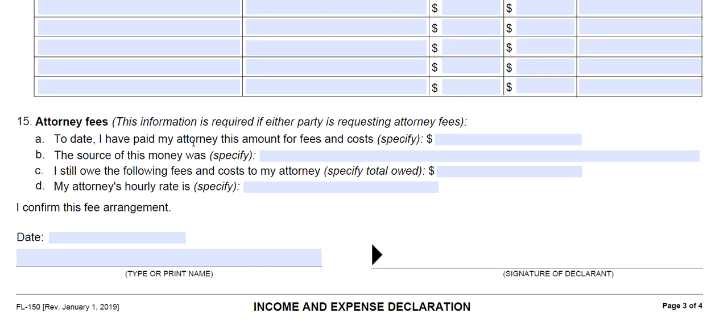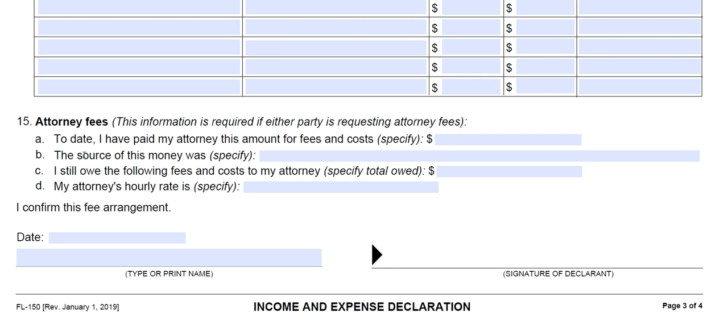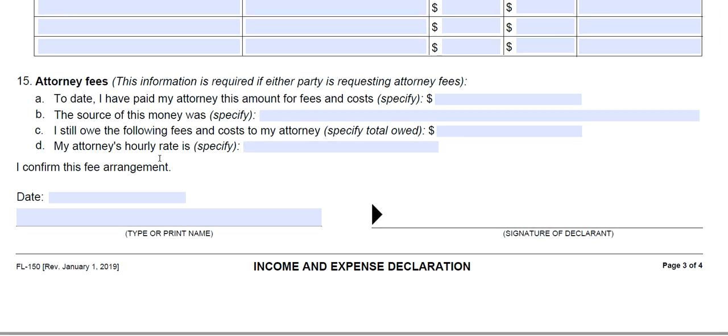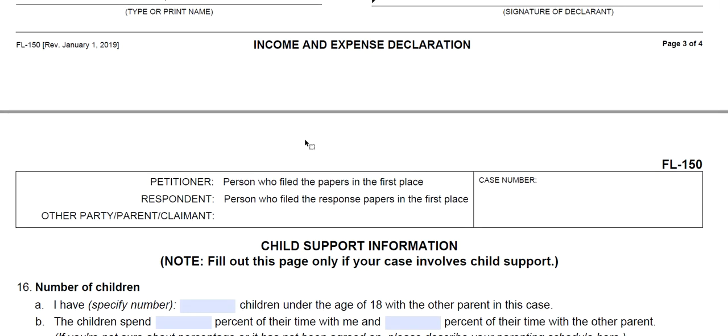Attorney fees, if you have an attorney, this is where you would put in the information about how much you have paid, and where the source is, meaning what account did the money for the attorney come out of. If you have an attorney, you will need your attorney to sign this part of the form. You sign the first part, your attorney signs this part.